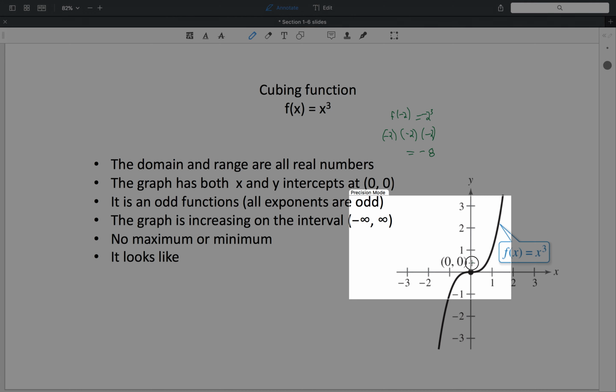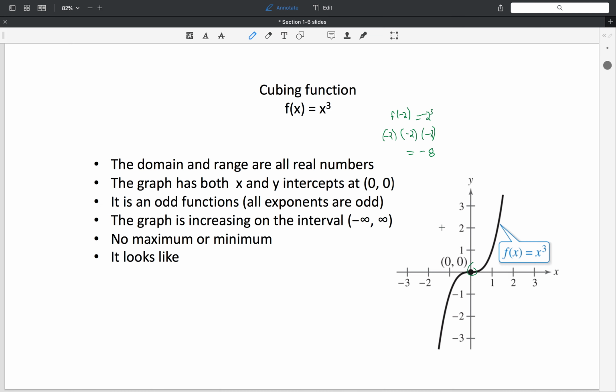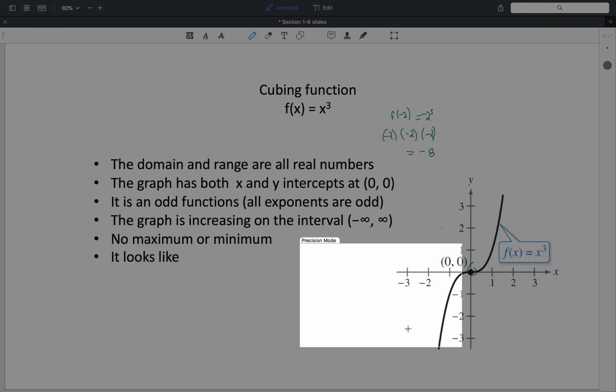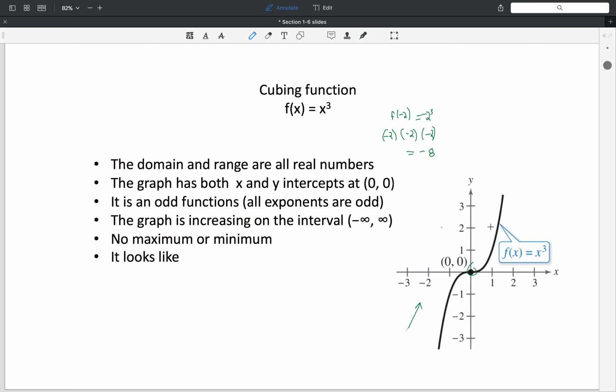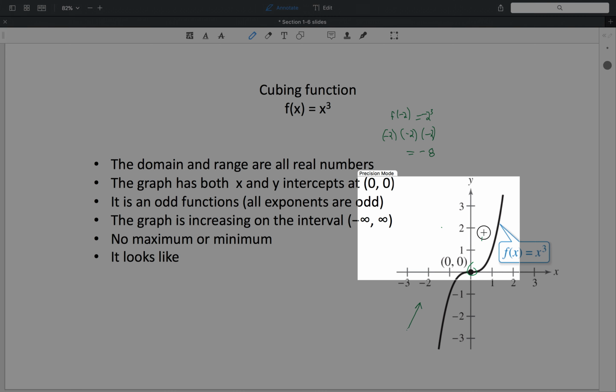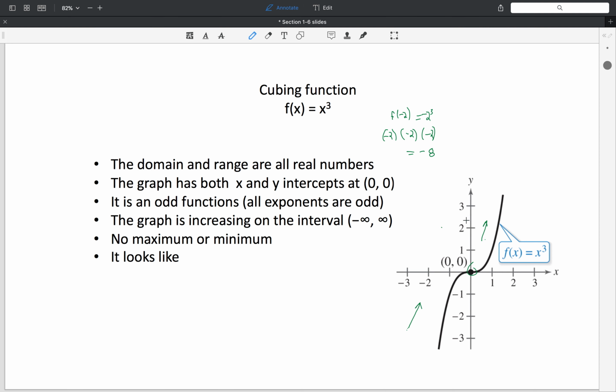Again, the intercepts are (0, 0), both the x and the y. It's odd because the exponent, you can see, is odd. The graph is increasing everywhere. It's going up here, and it continues to go up over here. That's why there's no maximum or minimum, because it's always increasing. If you look at the graph, there's no low point, and that's what the graph looks like.